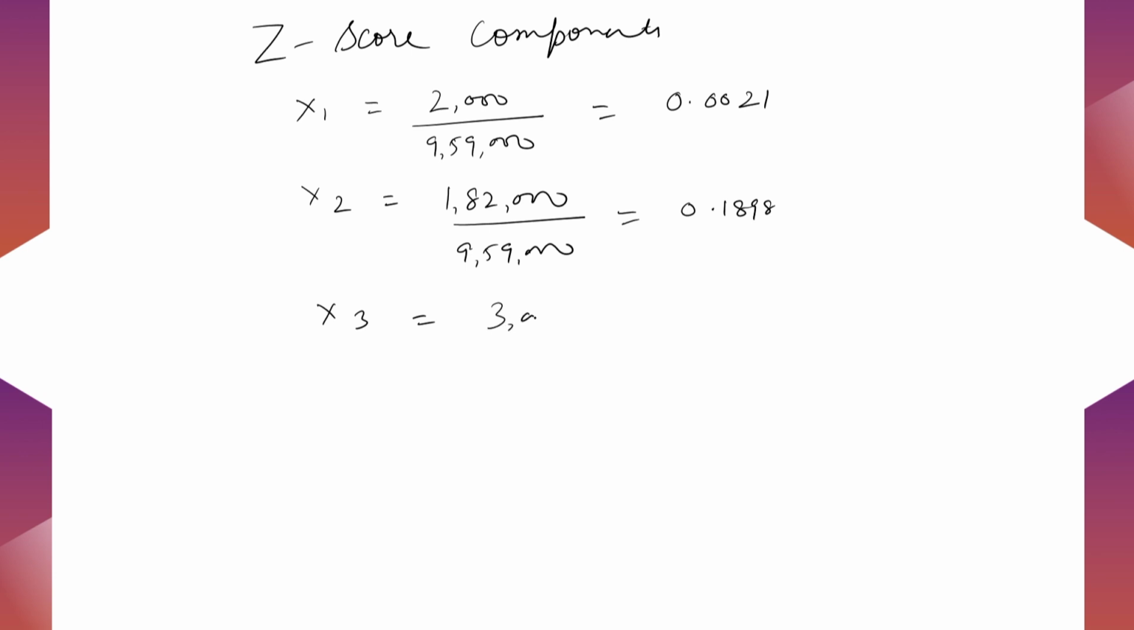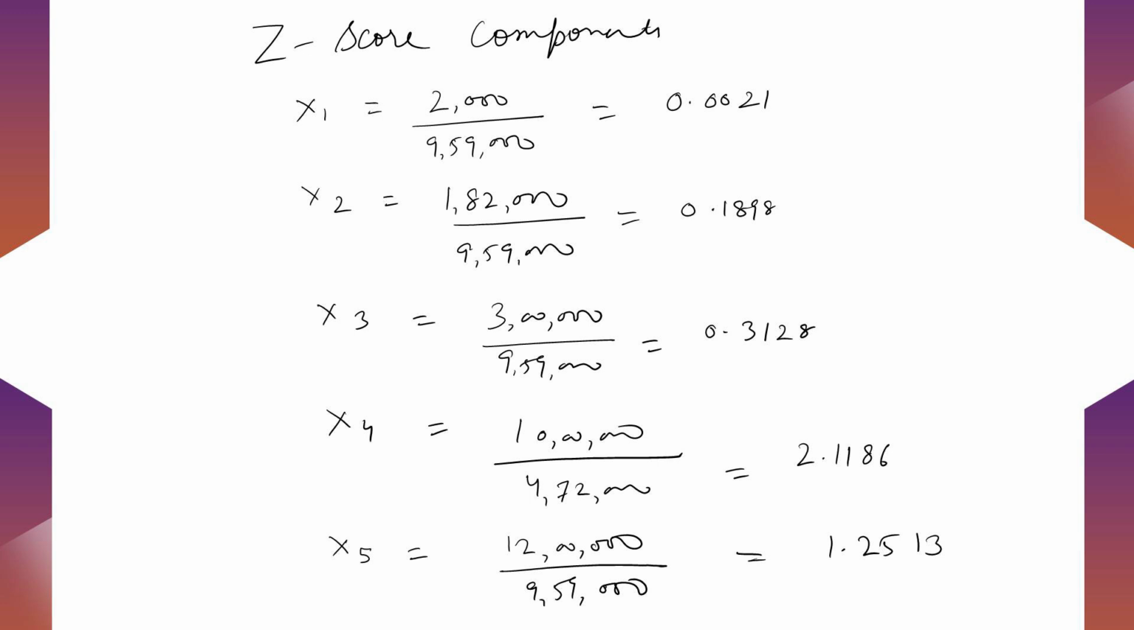Then we calculate the third component, which is EBIT upon the total assets. EBIT is rupees 3 lakh, which was our gross profit also, divided by 9,59,000. So this figure is 0.3128. X4 is market value of equity, market capitalization, which was given in the question, 10 lakh rupees, to be compared with the outsiders' liabilities, as per the working note, which comes to rupees 4,72,000, and X4's value would be 2.1186.